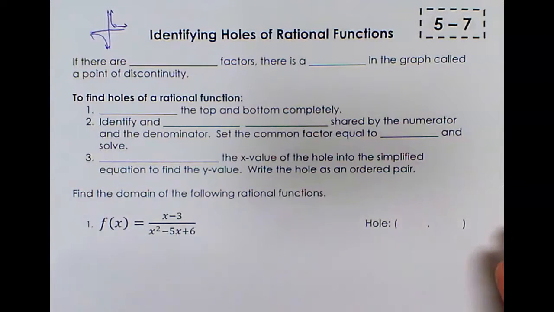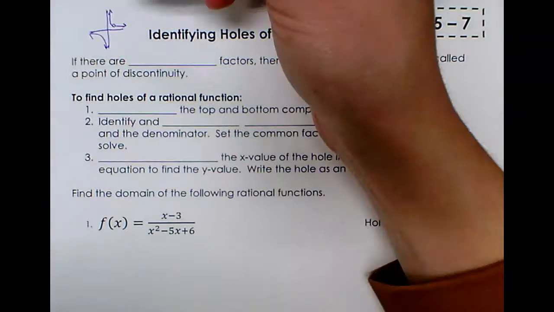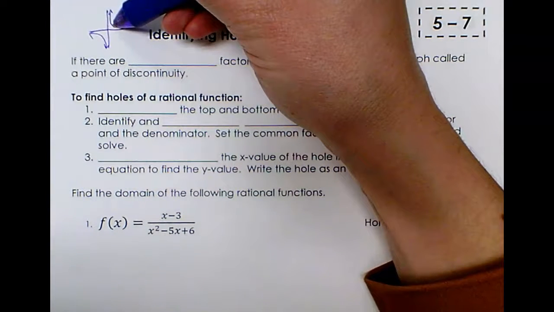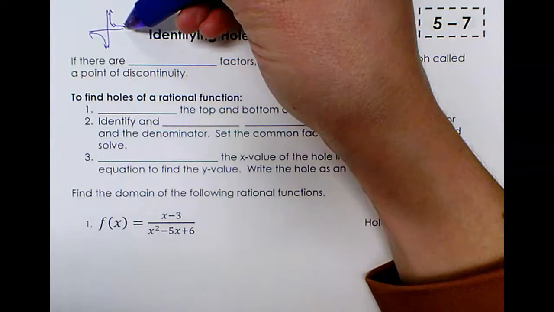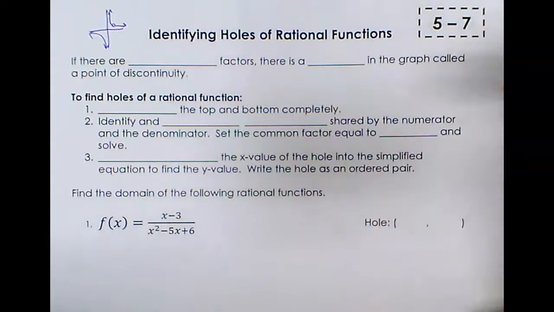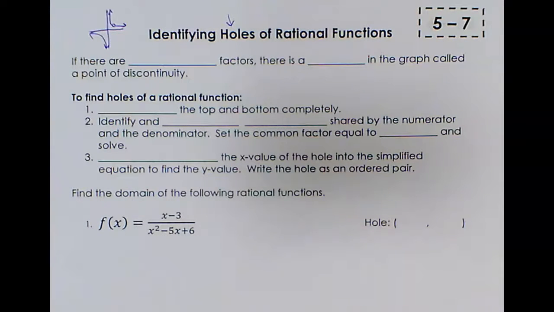Now, a lot of times you're not going to really see a hole, because a hole is one particular point that's removed from a graph. Remember that a graph is made up of infinitely many points. So it's not going to look like you have a hole here. It's just going to look like it continues. But you have to be able to pick out the holes and the parts of the graph that are not defined.